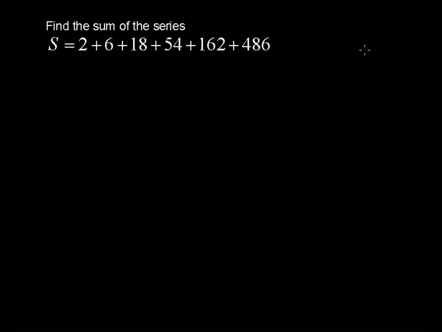Find the sum of the series S equals 2 plus 6 plus 18 plus 54 plus 162 plus 486.